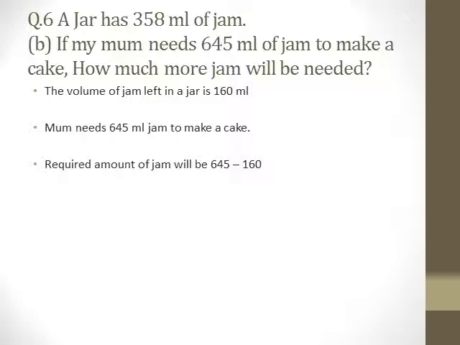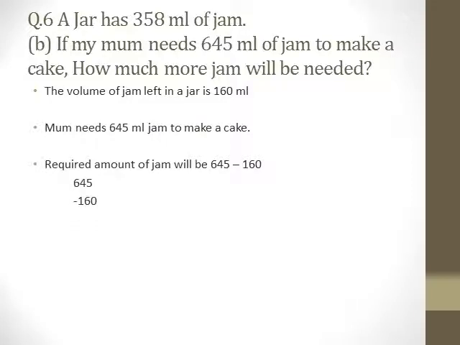I will say the required amount of jam will be 645 minus 160. Why do I write 645 first? Because 645 is the greater number, and because mom needs a total of 645 milliliters and we have only 160, so I will write 645 then minus 160. How will you subtract here?